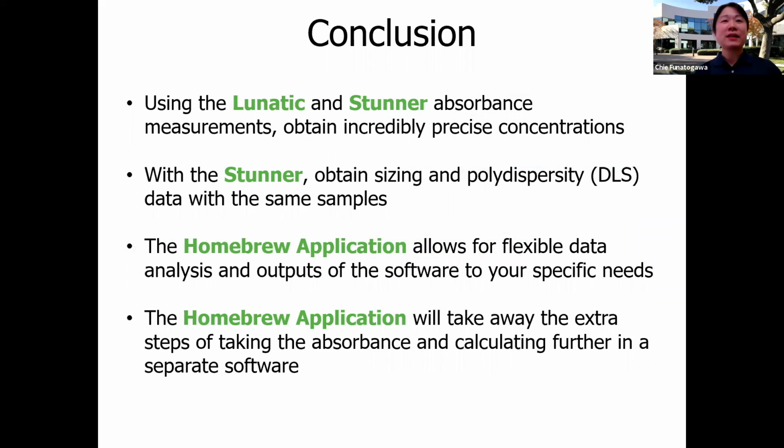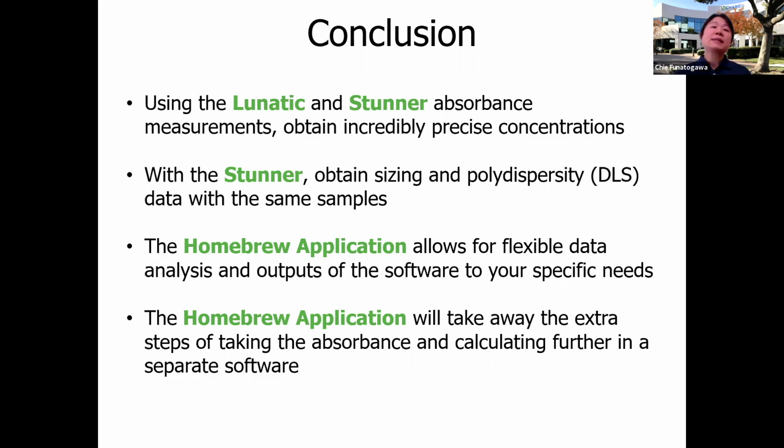Using the Lunatic and Stunner absorbance measurements, so specifically the absorbance portion, you can really obtain incredibly precise concentrations, again, due to that microfluidic cell and having that set path length. In addition to that, with the Stunner, you also get information about the sizing and polydispersity. What is the hydrodynamic diameter? Do you have aggregates already present? Therefore, are your samples already polydispersed, so not a uniform sample?